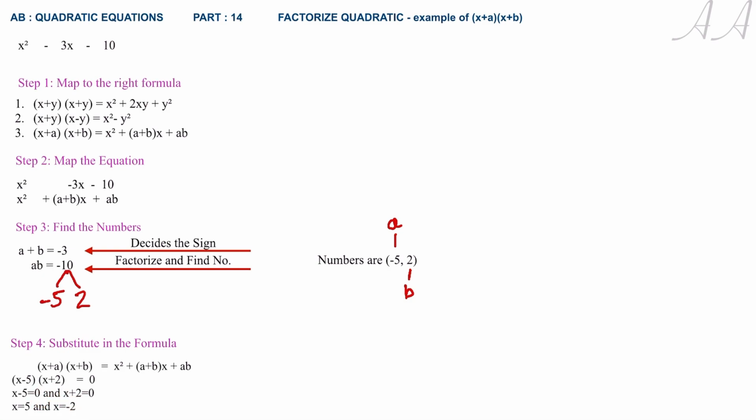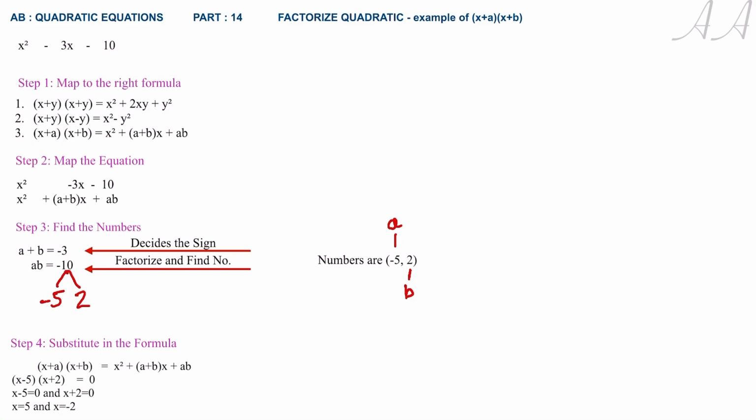When we write this, because it's equal to 0 at the end here, we can also make this into x minus 5 equal to 0 and x plus 2 equal to 0. So x is equal to 5 and x is equal to minus 2.